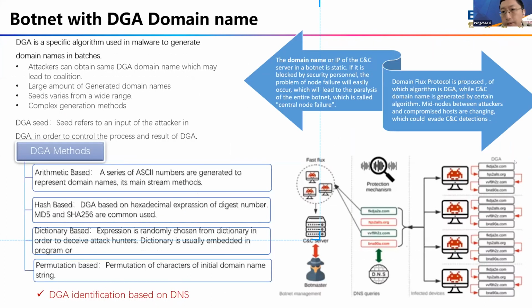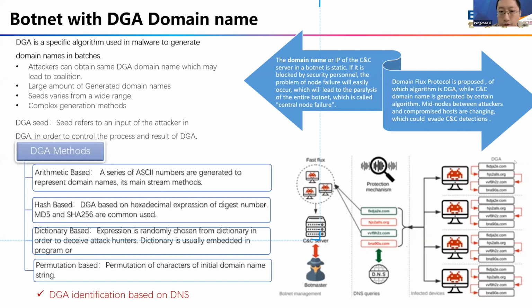DGA is a specific algorithm used in malware to generate domain names in batches. Hackers use a seed, which is an input of the algorithm in DGA, in order to control the process and result of the DGA. DGA includes arithmetic-based, hash-based, dictionary-based, and permutation-based methods. DGA is usually used as a tool to keep a botnet hidden.